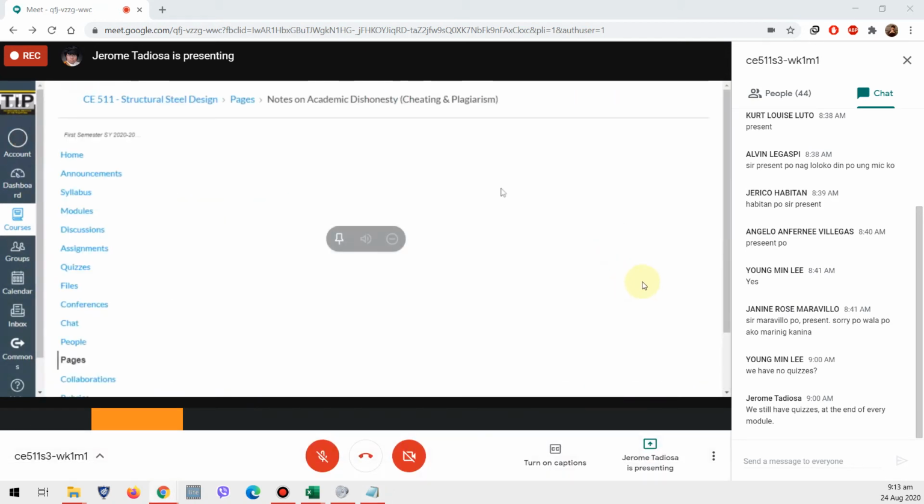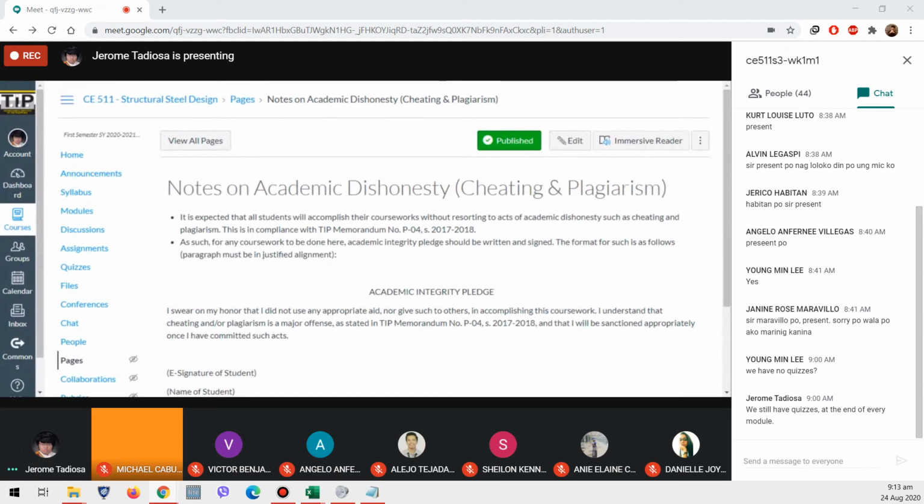Next, some notes on academic dishonesty. Again, I stated earlier that you will be accomplishing your coursework and all your assessment tasks without resorting to acts of academic dishonesty such as cheating and plagiarism. This is in compliance with TIP Memorandum P04 series of 2017-2018. I have a copy of this in the Facebook group, so you may search it.